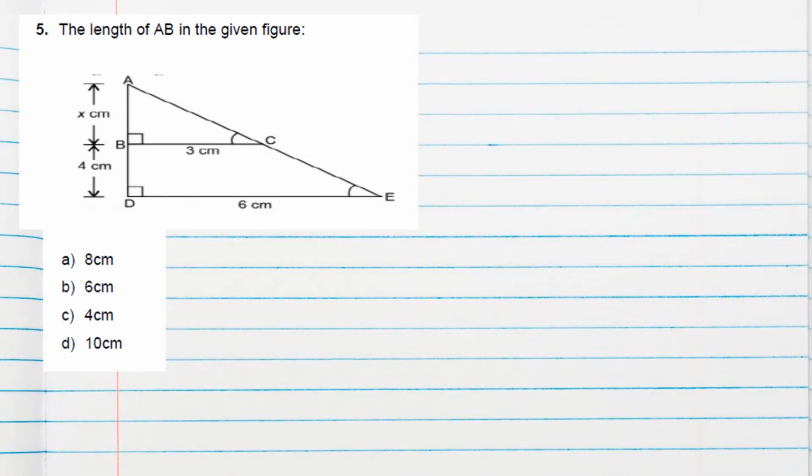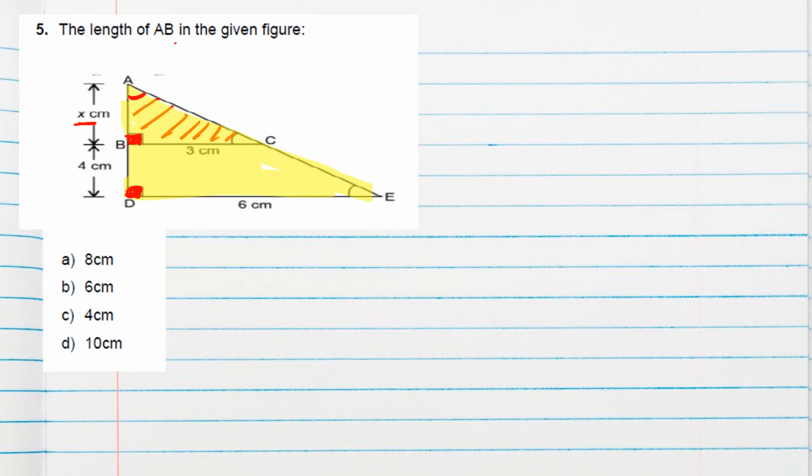Next question, question number 5. Length of AB in the given figure we should find. This X value we should find. Now clearly these two triangles, triangle ABC and the whole triangle ADE, both are similar, right? Because angle A is common, and these two angles are 90 degrees. So by AA criteria they will be similar.